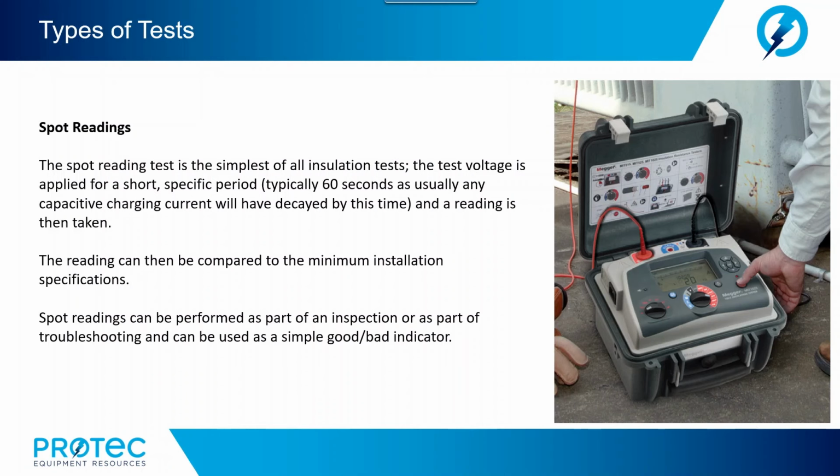Spot readings can be performed as part of an inspection or as part of troubleshooting and can be used as a simple go, no-go, good or bad indicator of the insulation. Spot readings can also be trended against previously obtained values. However, as we're going to talk in a little bit, if you are going to trend, temperature has a big effect on the insulation resistance readings. So utilizing a correction factor so that we can correct for temperature will be important if we are going to do trending of these measurements.